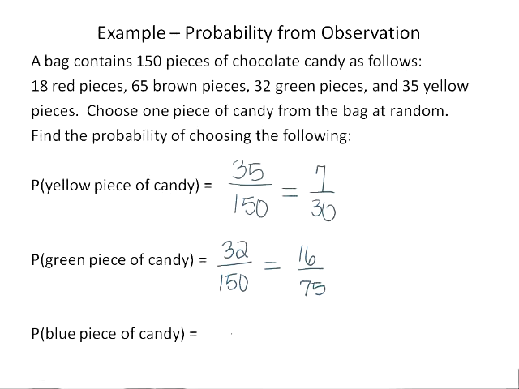Now what's the probability of choosing a blue piece of candy? Well, if we form our fraction, we know we have 150 pieces total in the bag. How many of those pieces are blue? There are none of those. So that fraction reduces to 0. We call this an impossibility, simply because we have a probability of 0 of that event happening.